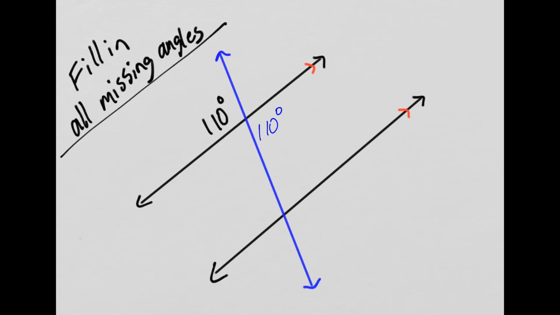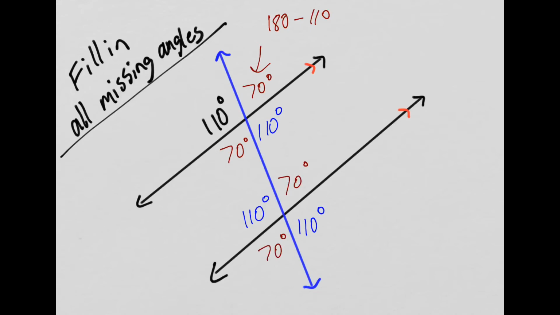110 will show up here in the vertical angle spot, where it's corresponding, and again with a vertical angle. To figure out the one next to it, I can take 180 minus 110, so I know that's going to be 70 degrees. Across the way is vertical. These correspond, and they're vertical.